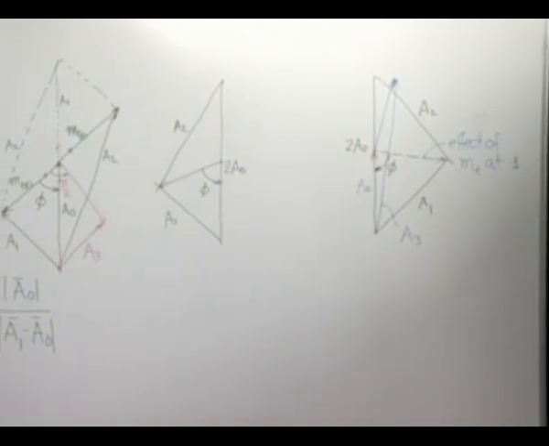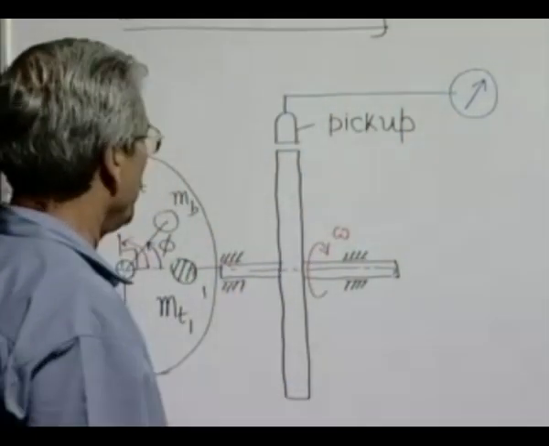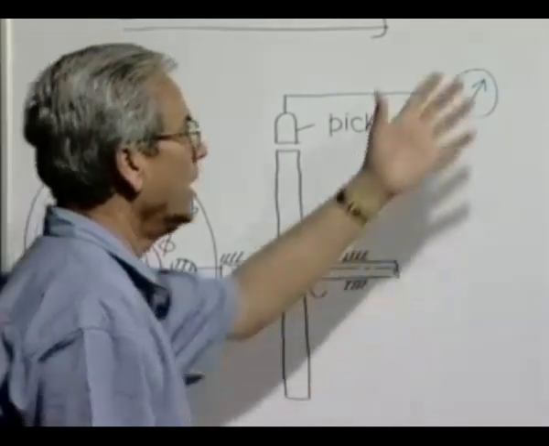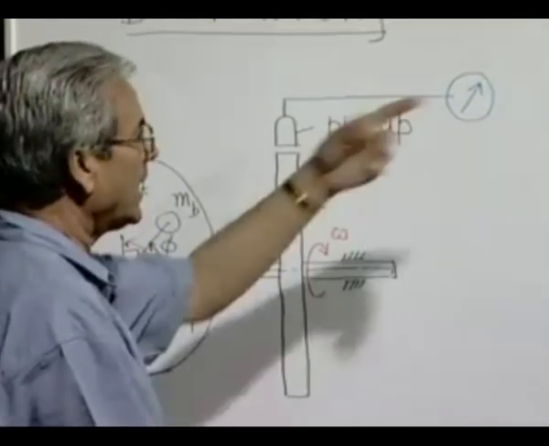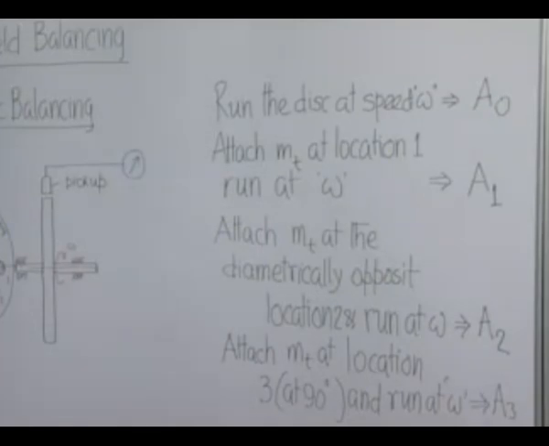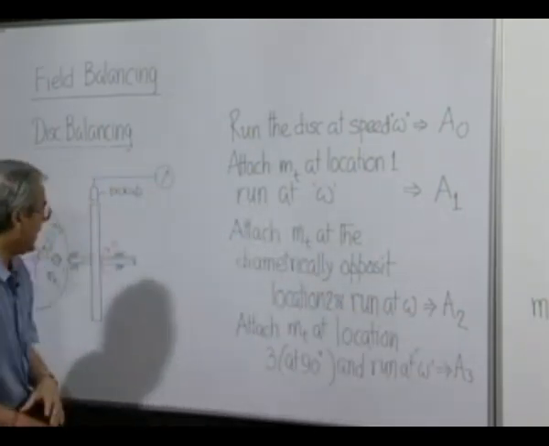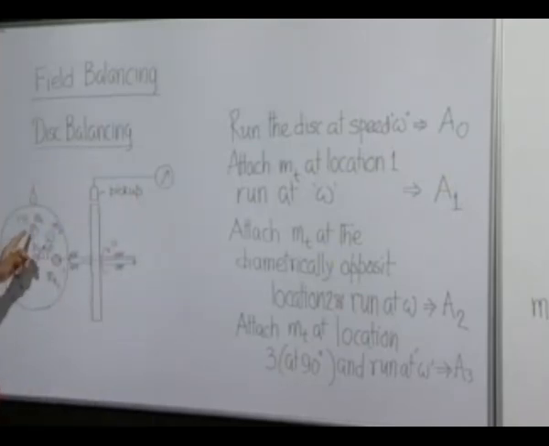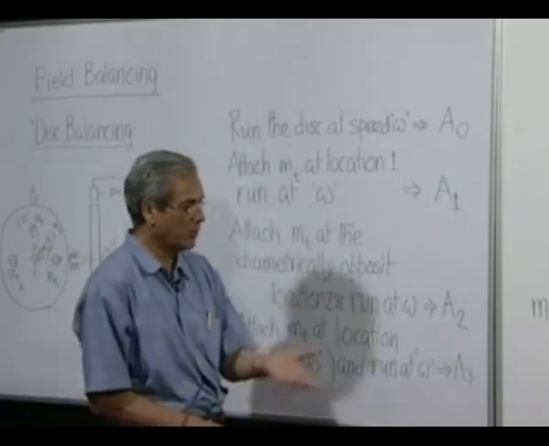So you can see here that we don't need any sophisticated instrumentation, we only need a vibration pickup to give you only the amplitude of vibration. Run the system at some suitable speed so that you get measurable vibration, and the amplitude is A0. Then at some suitable location you attach a trial mass MT and run at the same speed, and get an amplitude of vibration A1. Then rotate it by 180 degrees, to the diametrically opposite position, run at speed omega, and you get amplitude of vibration A2. And you can also rotate it by 90 degrees to a third location, put your MT and run this system at the same speed omega, which will give you amplitude of vibration A3.